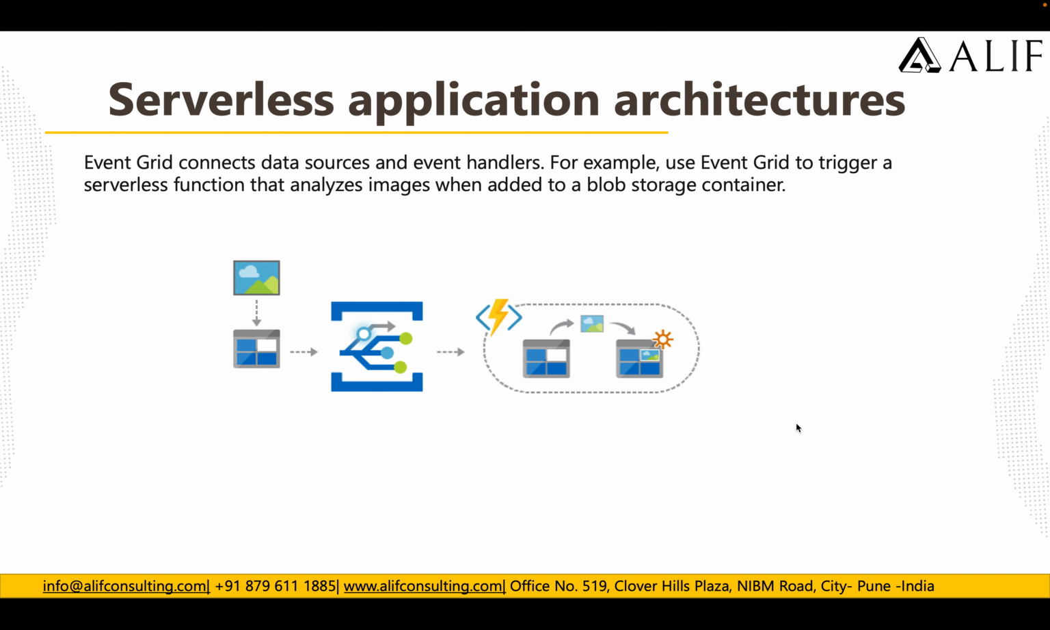Now, serverless application architecture. You can say this is how your serverless application architecture looks. Event grid connects data sources and event handlers. For example, use event grid to trigger a serverless function that analyzes an image when you add it to a blob container. You can do that with an Azure Function app, where as soon as the image is uploaded to a blob, the event is triggered and passed to the Azure Function as a handler through event grid, and the Azure Function can analyze the image the way it has been configured.